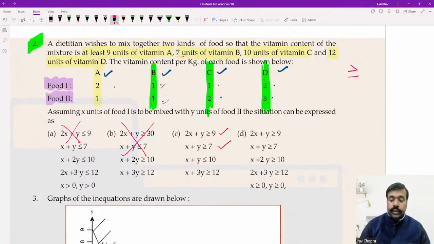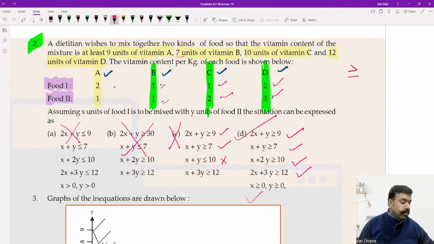Correct. For C, x plus y less than equal to 10. See, it was 1 and 2 and it is saying y. So this one is incorrect. So C also becomes incorrect. Now for D, we can check 2x plus y greater than 9 is correct. Second is correct. Now for the third one, x plus 2y is greater than equal to 10. Yes, this one is correct. And also for the fourth one, 2x plus 3y is greater than equal to 12. And then non-negative constant. Hence, option number D will be correct. Option number D will be correct.